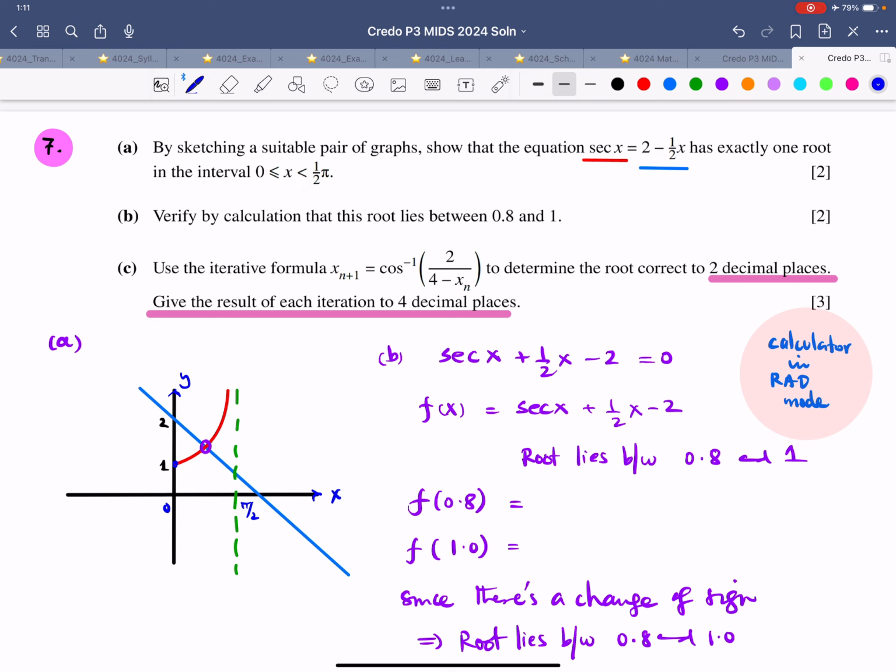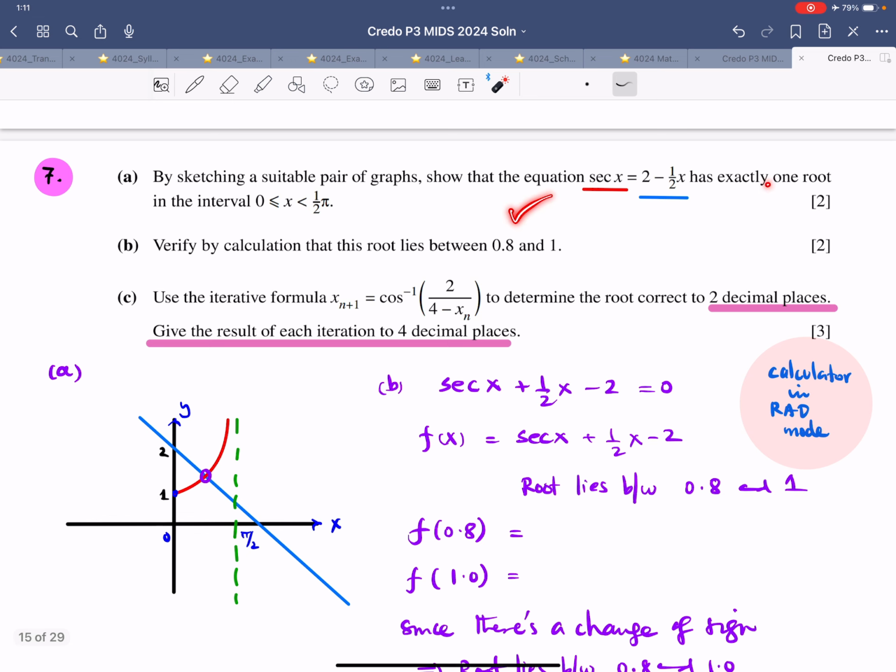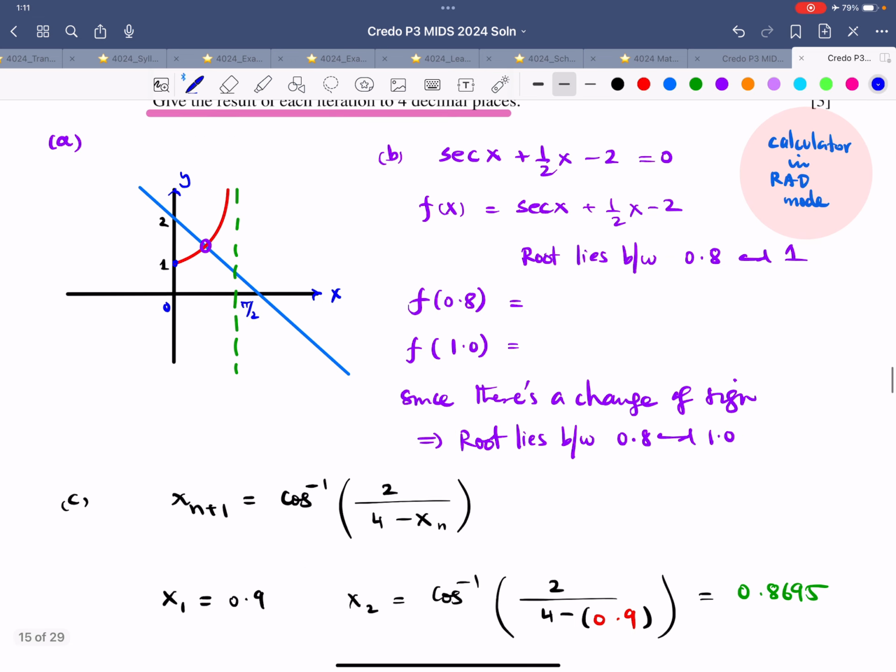What else is there? Now over here, it says that we also have to draw this line. So when we have to draw this line, it has a positive y-intercept, negative gradient. So this is negative gradient, positive y-intercept. And it's intersecting at one point. So that shows that there is exactly one root. So let me write one statement over here. One point of intersection means one root of equation, whatever the equation is given.